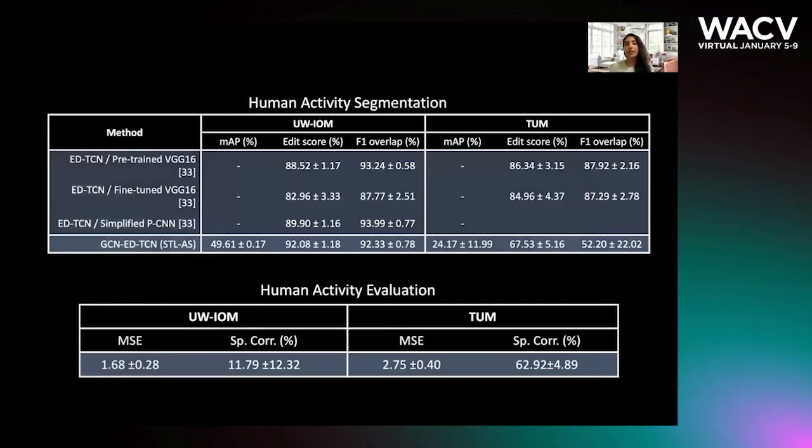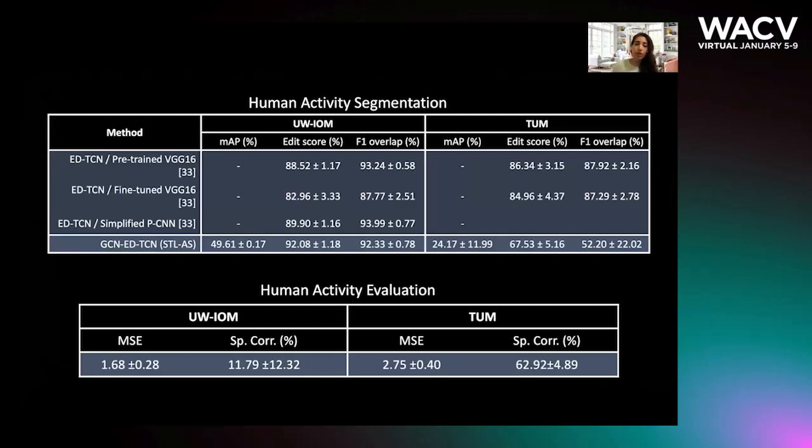We also test the human activity segmentation task on its own because we are interested in seeing how a graph convolutional network with EDTCN performs compared to the previous work that shows the results on these two datasets and uses the VGG-based backbone. We see that for the UW IOM dataset, where we have high quality pose information, the results are comparable and even in some cases better. But for the TUM dataset, VGG-based features that are context-rich features perform better.